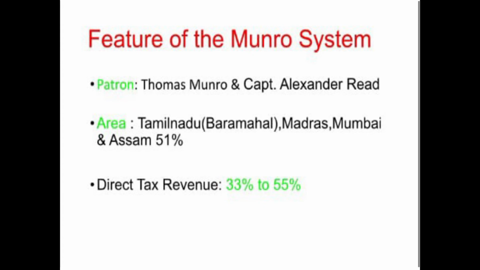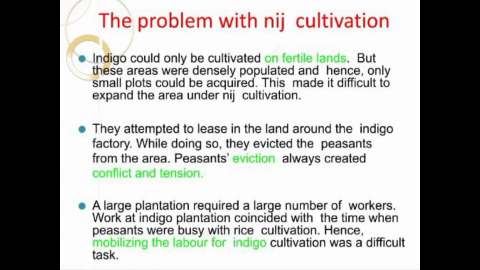This is the feature introduced by Thomas Munro, Captain Alexander Reed, in the areas of Tamil Nadu, Madras, Mumbai, Assam. 51% direct tax revenue, 33% to 55%.